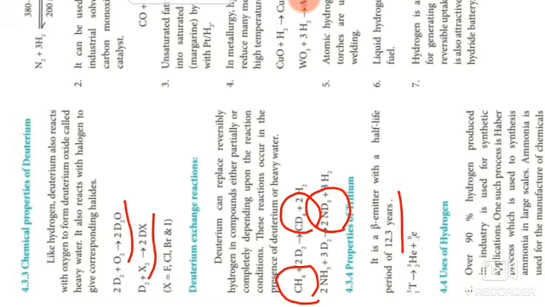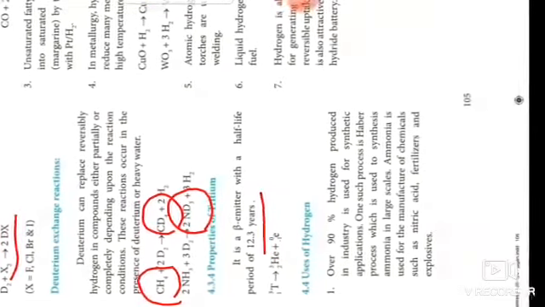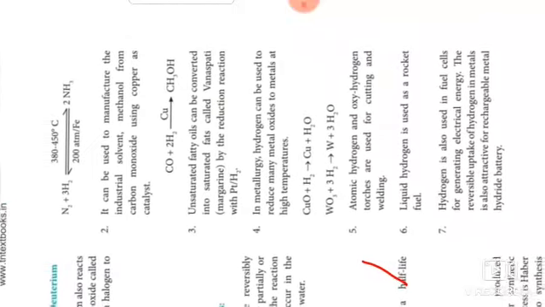Next we are going to see the uses of hydrogen. 90% of hydrogen produced in industry is used for synthetic applications. One such process is the Haber process, where hydrogen is used in the large-scale preparation of ammonia. We studied this equation in the first lesson.